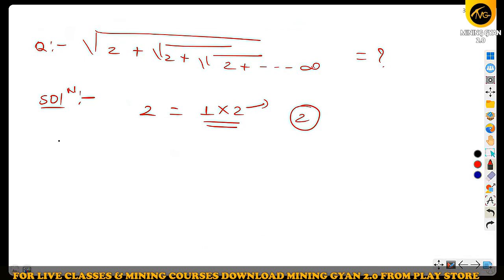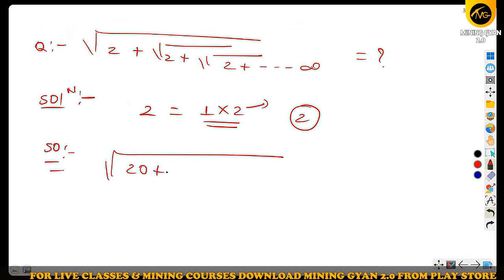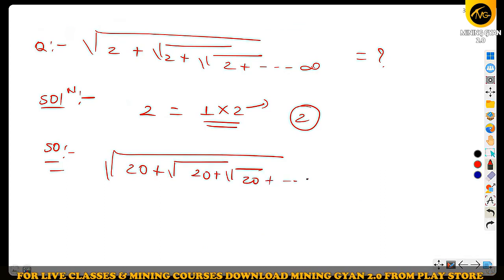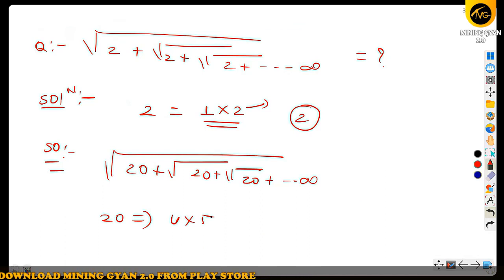Now again, suppose this will be 20. Suppose 20 plus root over 20 plus root over 20 plus, it goes to infinity. What are the factors of 20? The suitable factors will be 4 into 5, right? 4 into 5 equals 20. Now the positive sign, that means we have to use the bigger number, that is the 5. So the answer will be 5, correct?